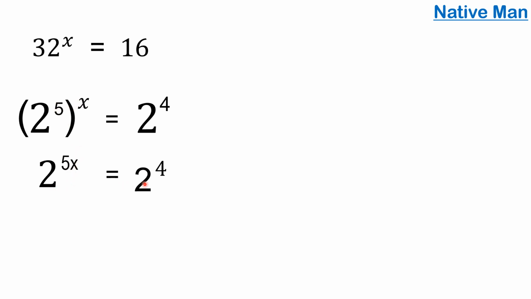So we have equal base 2. All you have to do is, the rule is, we're going to equate the exponents. So the exponents here are 5x and here is 4. So this will become 5x is equal to 4. Okay? And then we can now solve for x.